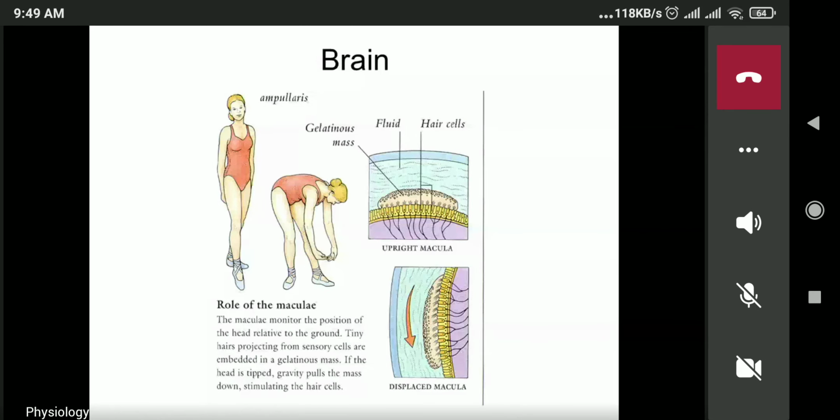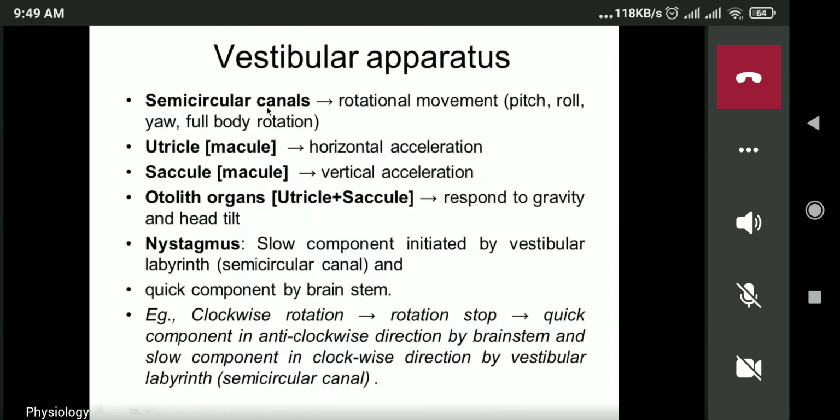So you see, there are semicircular canals. Can you see the vestibular apparatus? Can you see the slide?